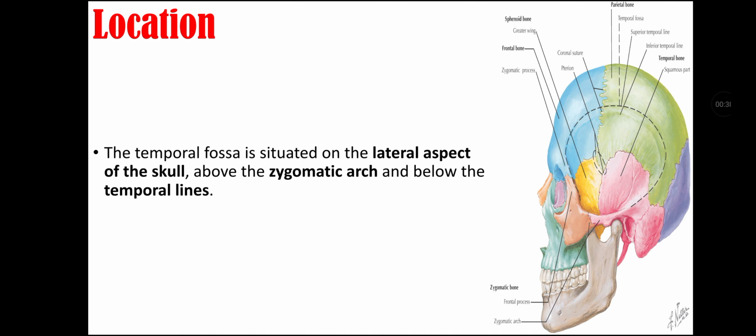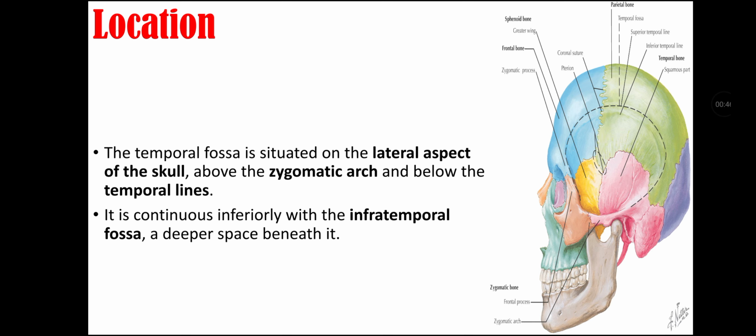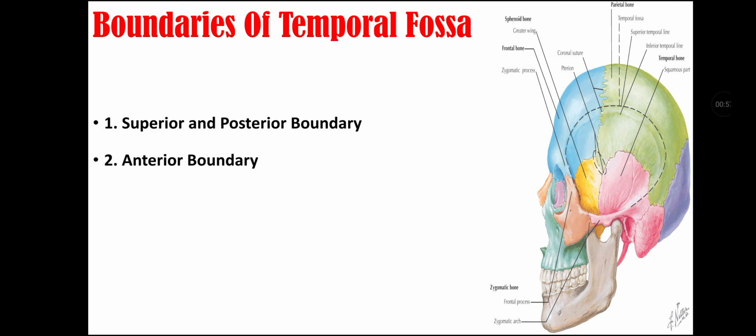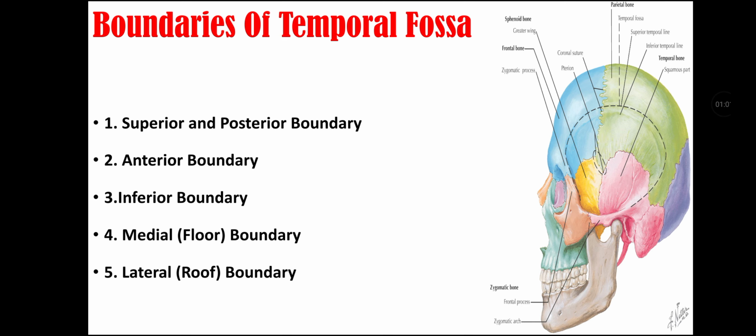Location of temporal fossa. Temporal fossa is situated at the lateral aspect of the skull, above the zygomatic arch and below the temporal lines. It is continuous inferiorly with the infratemporal fossa, that is a deeper space beneath it. Boundaries of temporal fossa. It has superior and posterior boundary, anterior boundary, inferior boundary, and medial boundary and lateral boundary, that is also called as floor and roof. Now let's talk about these boundaries of temporal fossa one by one.